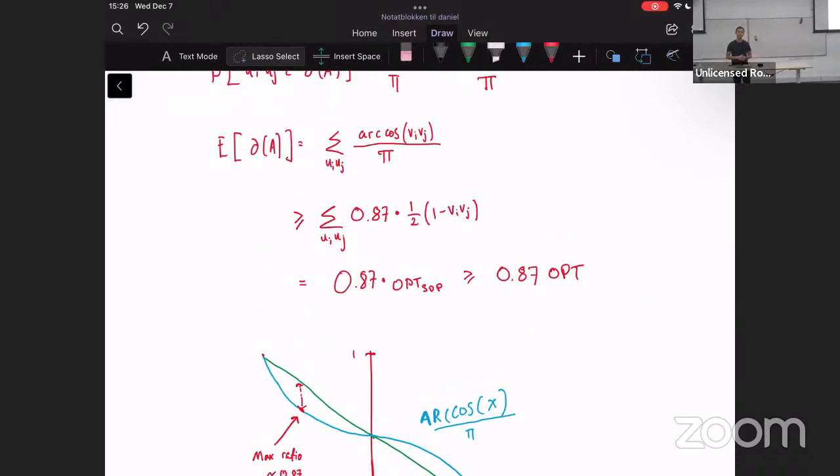We only showed that the expected value is what we wanted. But again, opt is integral, or like the value is integral. You can use Markov inequality if you want to get polynomial probability of achieving at least the optimum. Okay. Questions?